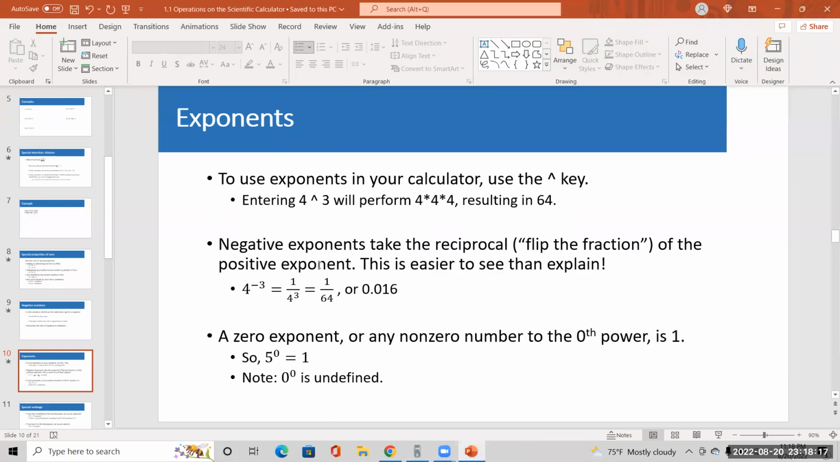Now, something cool about negative exponents is that they take the reciprocal. Okay, so reciprocal, you're going to flip the fraction. So 4 to the -3rd is the same thing as 1 over 4 to the 3rd, which we can see is 1 over 64 or 0.016. We can do this in the calculator any of these ways and get that answer.